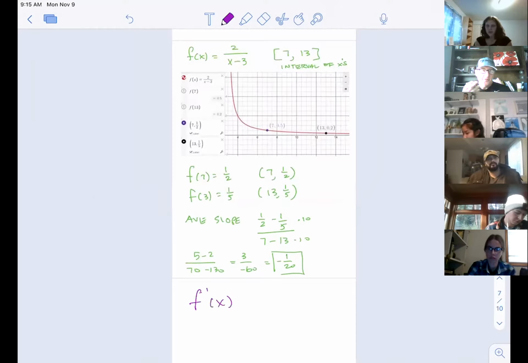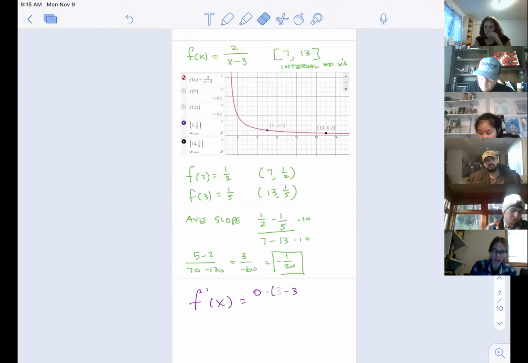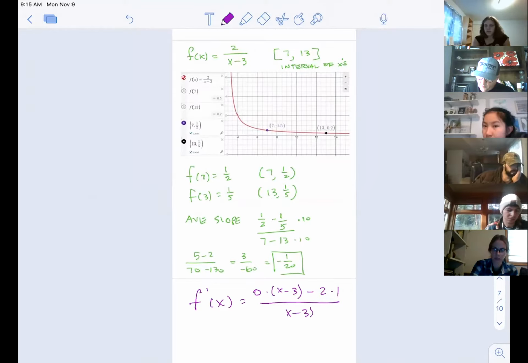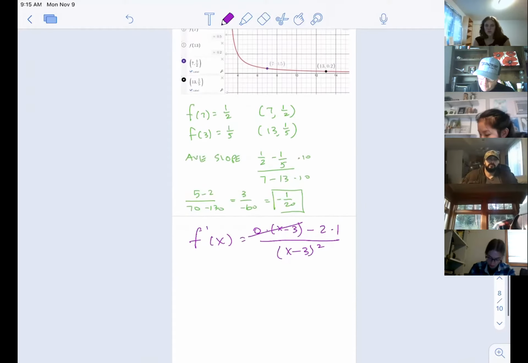Derivative. Well, I'm going to just do the classic quotient rule. Classic quotient rule says derivative of the top times the bottom left alone, minus the top left alone times the derivative of the bottom, all divided by the bottom squared. So 0 makes that go away, so I end up with -2. So I get -2 over x minus 3 squared.